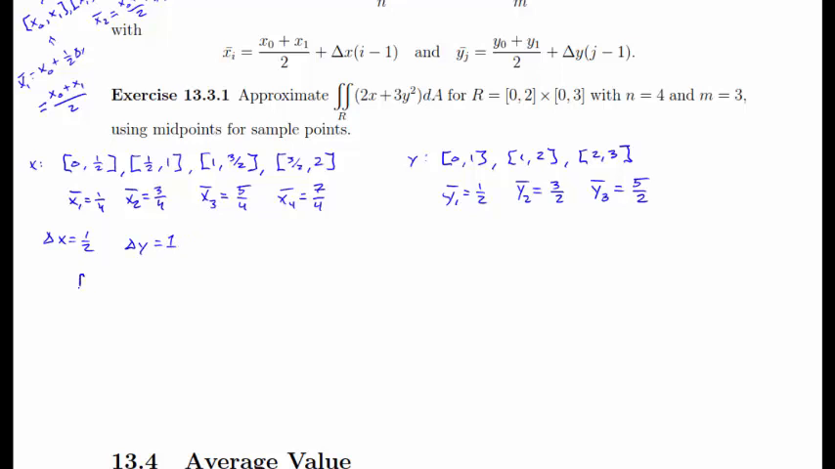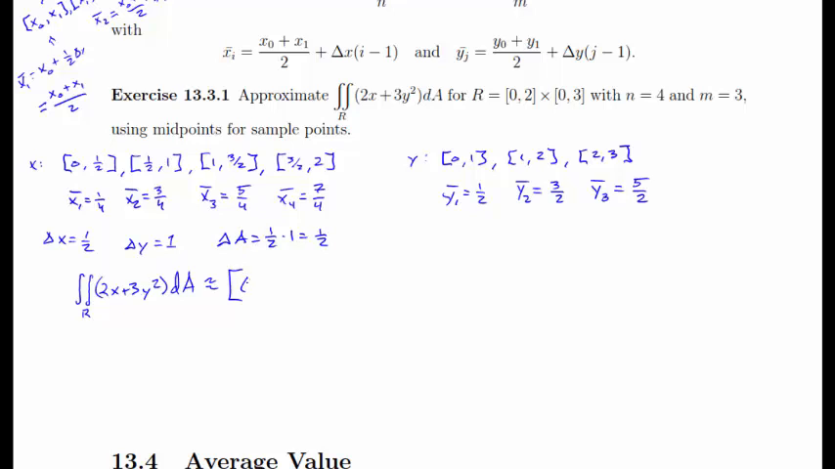So the double integral over our region of 2x plus 3y squared dA is approximately going to be, well, the z values of all the rectangles are going to be given by 2x plus 3y squared. And dA is the area of one of the rectangles, let's say. So delta A equals 1/2 times 1 equals 1/2. And then all the z values.